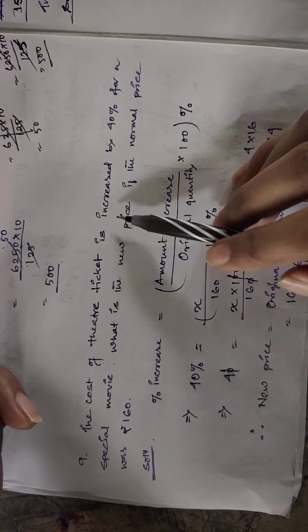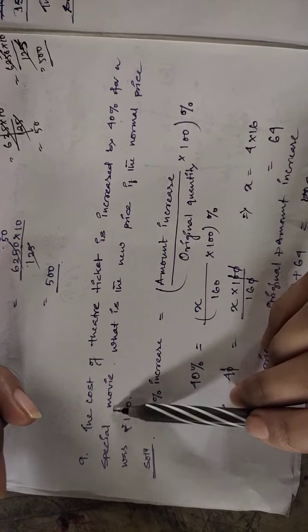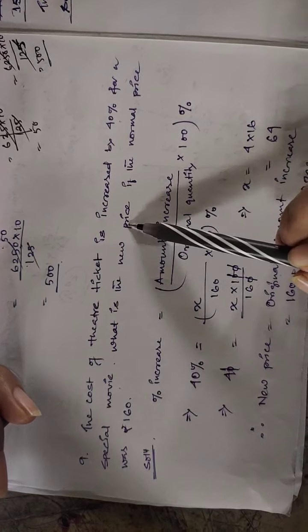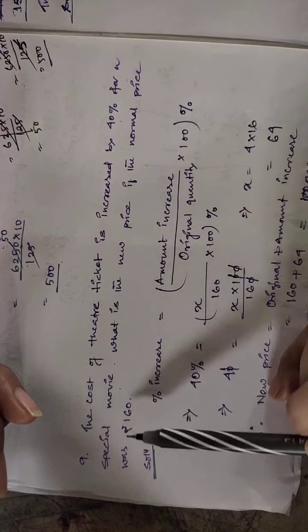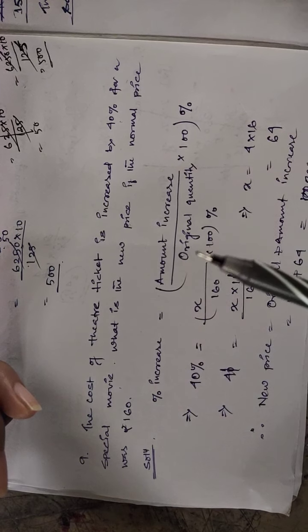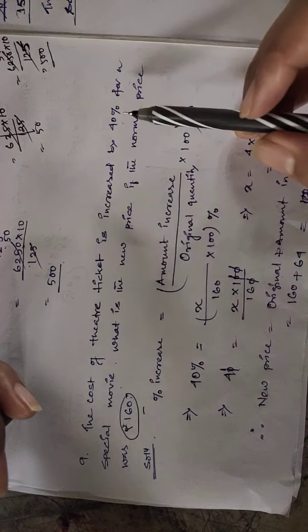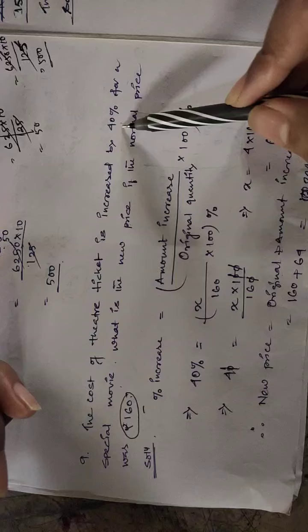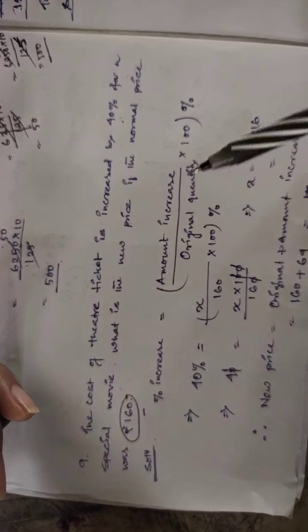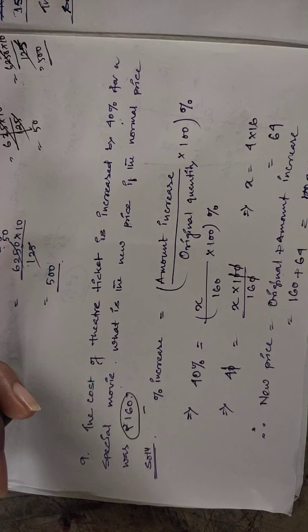Now, question number 9. The cost of a theatre ticket is increased by 40% for a special movie. What is the new price if the normal price was 160 rupees? The normal price, that means the original price, is 160, and from that the cost is increased by 40%. So what is the new price of the ticket?